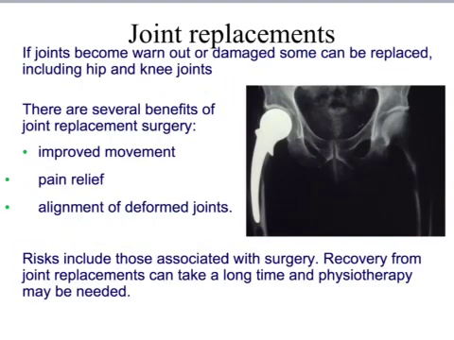Sometimes, obviously, joints become worn out or damaged. And some can be replaced, including hip and knee joints. This is an example of a hip joint that's actually been replaced. So there's our example, with titanium usually that's been put in place.